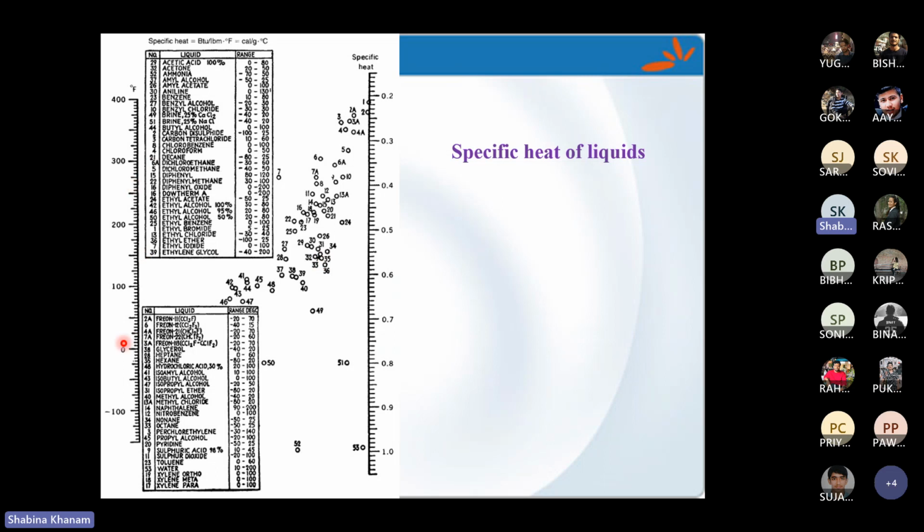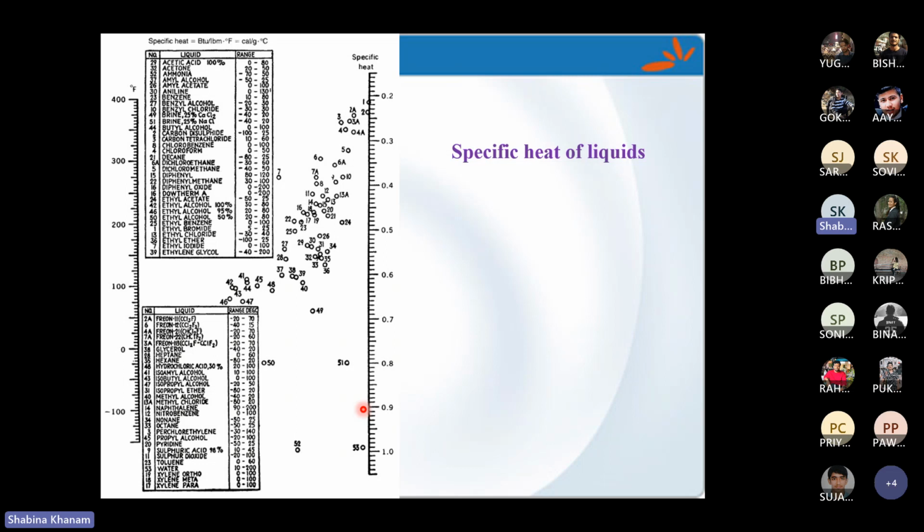And if you see this axis, this is the temperature scale. The temperature scale you need to consider for average temperature. So you need to locate that point in temperature, draw a straight line from this point to the 35 circle, and wherever the straight line cuts this scale, that is the specific heat you need to consider. In that way you can find the specific heat of different liquids, and you need to find it at average temperature.